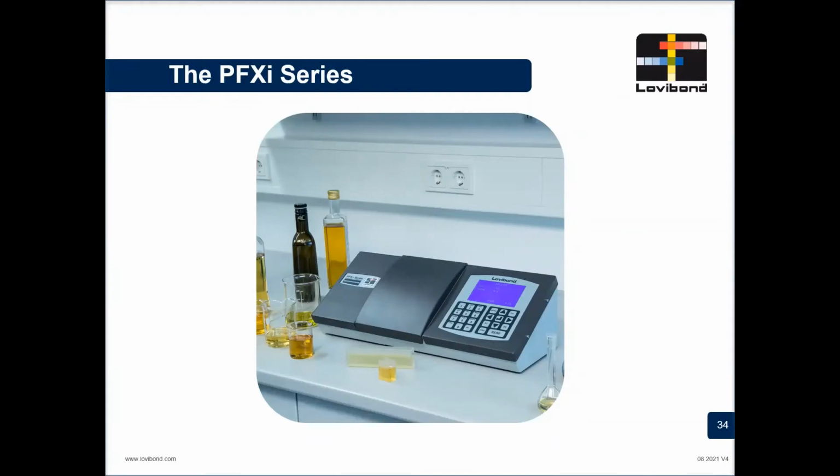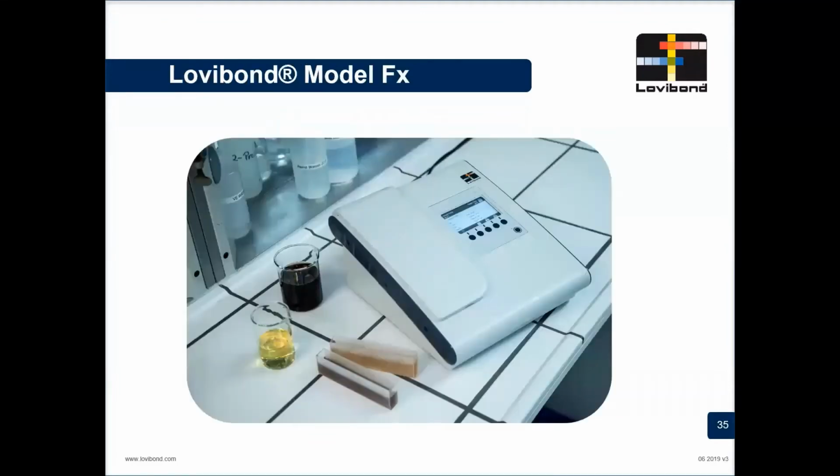Lovibond range: we have several instruments available in the PFXi series, which has the most range of color scales, 50 plus scales that you can choose from on this instrument. Edible oil scales, the Gardner, the petroleum scales if you're interested, pharmacopoeia, beer scales, lots and lots of choice of scales on this particular instrument. If I move to the Lovibond FX, this is a more accurate instrument than the PFXi range, but this is aimed purely at edible oil measurement.